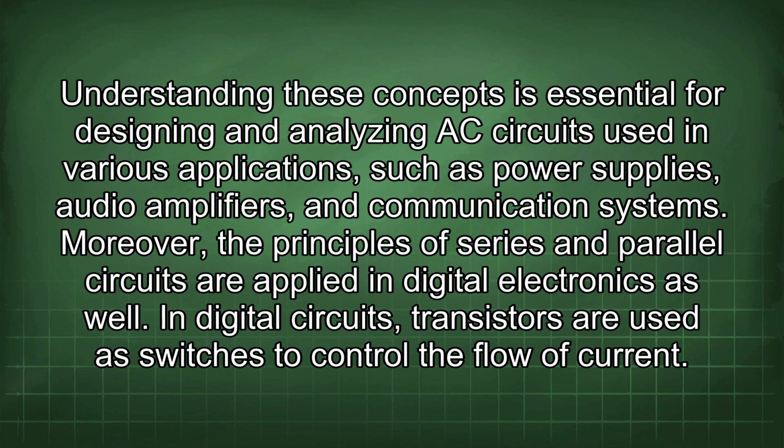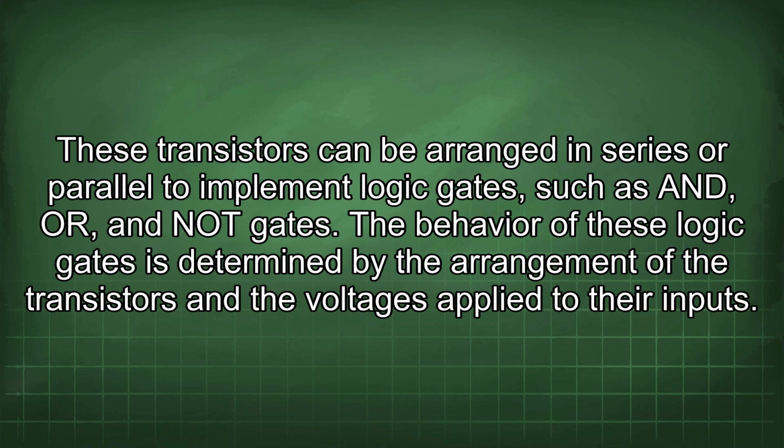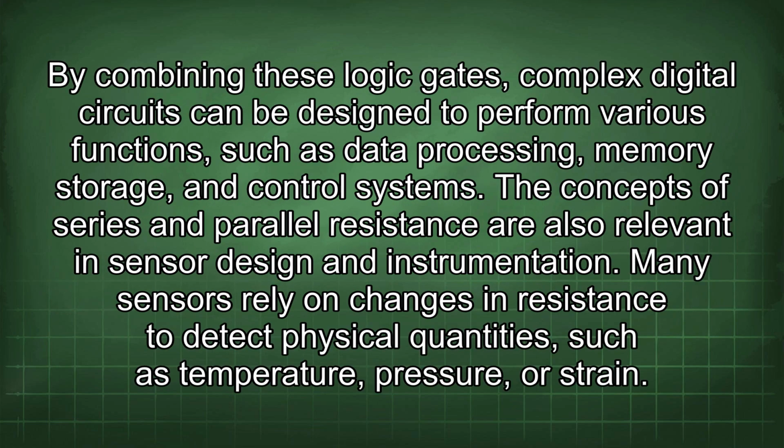Moreover, the principles of series and parallel circuits are applied in digital electronics as well. In digital circuits, transistors are used as switches to control the flow of current. These transistors can be arranged in series or parallel to implement logic gates such as AND, OR, and NOT gates. The behavior of these logic gates is determined by the arrangement of the transistors and the voltages applied to their inputs. By combining these logic gates, complex digital circuits can be designed to perform various functions such as data processing, memory storage, and control systems.